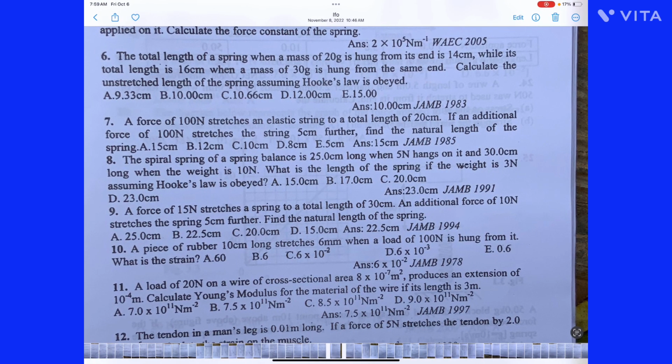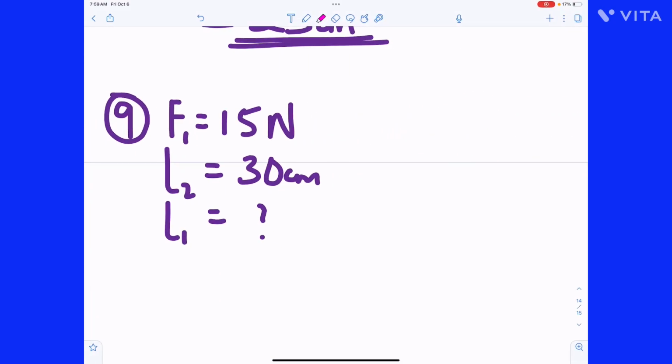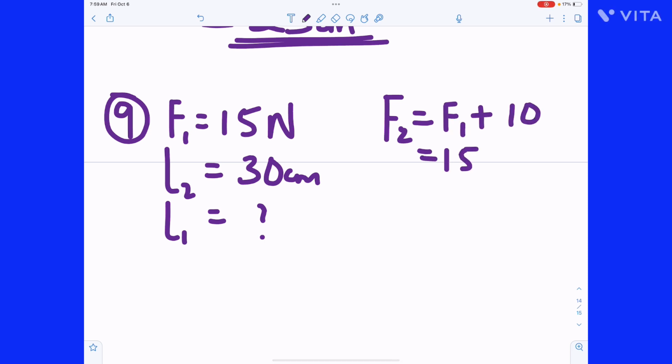An additional force of 10 newtons. So additional force means our F2 is just F1 plus 10 newtons, which is what? 15 newtons plus 10 newtons. You are not removing the 15 newtons. You are just adding 10 newtons more.